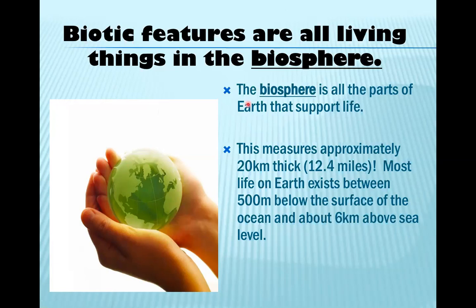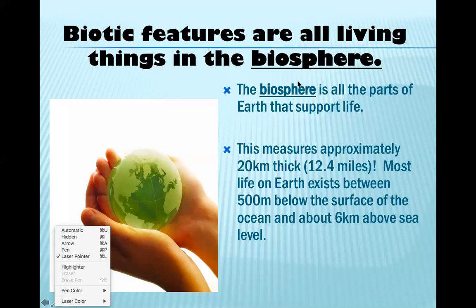Okay? So the biosphere is the part of the earth that supports life. So all biotic components on our planet are considered to be part of the biosphere. So the biosphere includes living organisms in the air in our atmosphere. It includes the biotic components on land, and it also includes the biotic components underwater.